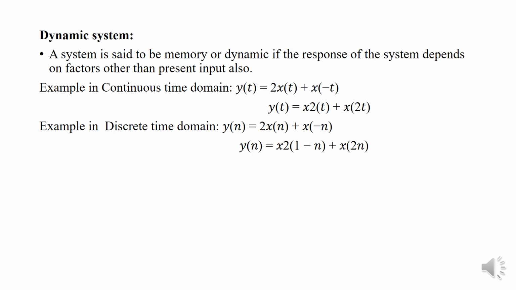Dynamic system. A system is said to be memory or dynamic if the response of the system depends on factors other than the present input also. The first two are examples for continuous time systems, and the third and fourth are examples for the discrete time systems.